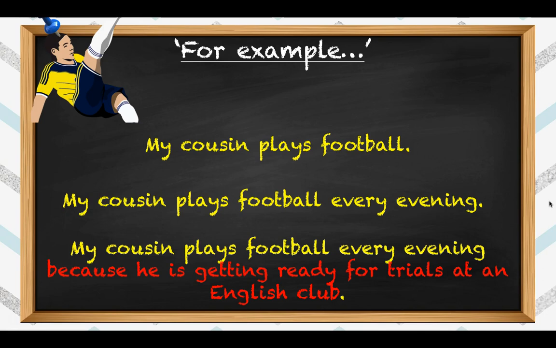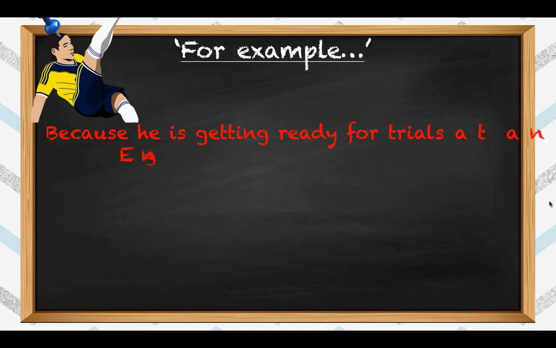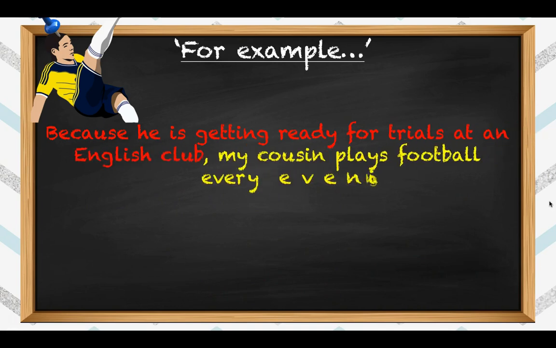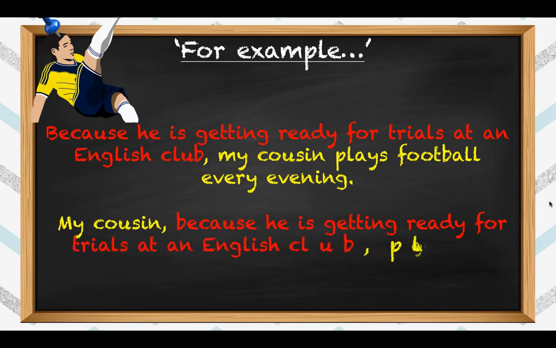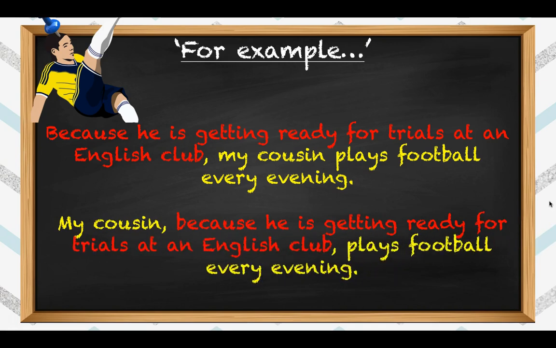A relative clause gives you more information about the noun, in this case the cousin, but the adverbial clause gives you more information about the verb that is being done, in this case the playing of football. And with an adverbial clause, you can move it around. Because he is getting ready for trials at an English club, my cousin plays football every evening. My cousin, because he is getting ready for the trials at an English club, plays football every evening. But as always, keep an eye on the commas. You need to use the commas correctly to separate your clauses and phrases from each other.